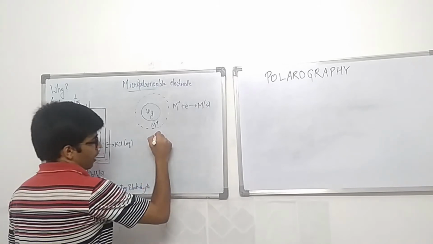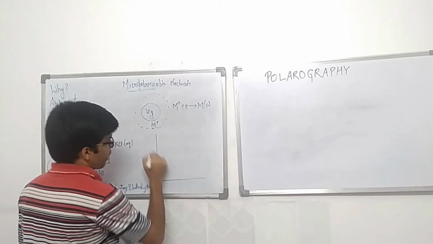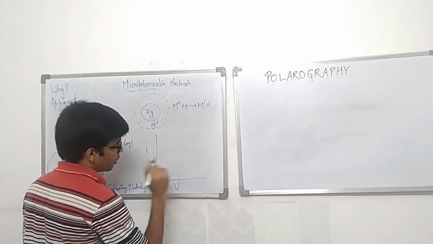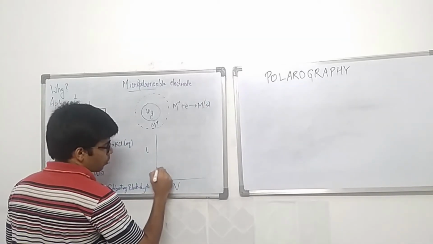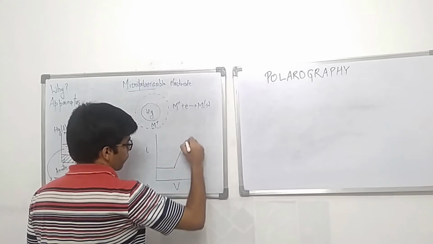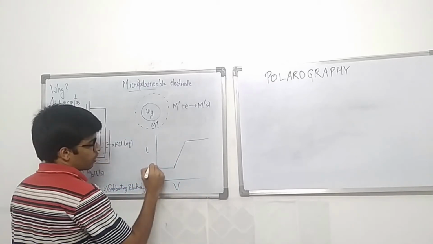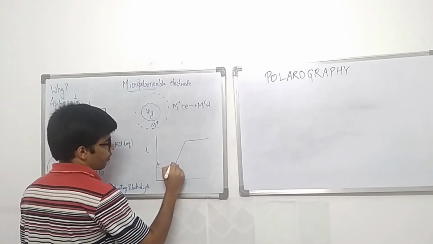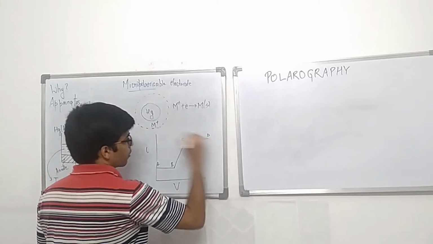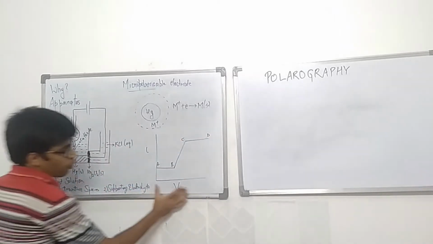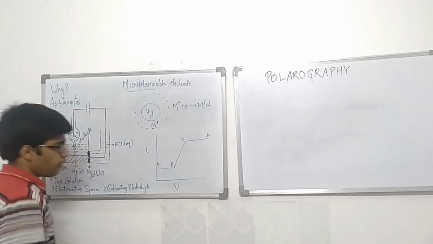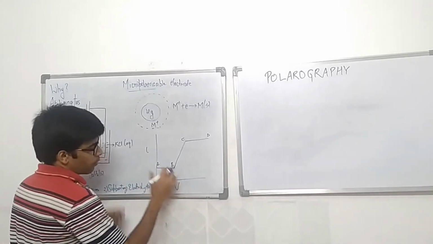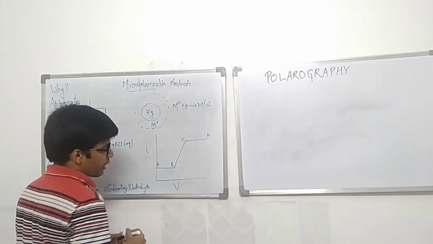A typical polarograph, as I told you, is a current versus potential graph. So it will be I versus V. A typical polarograph looks something like this, wherein if you divide it in parts, okay. As you keep on increasing the potential, you expect a change in the current to be seen. But to some extent, from the beginning, there is no change in the current. The current remains the same.